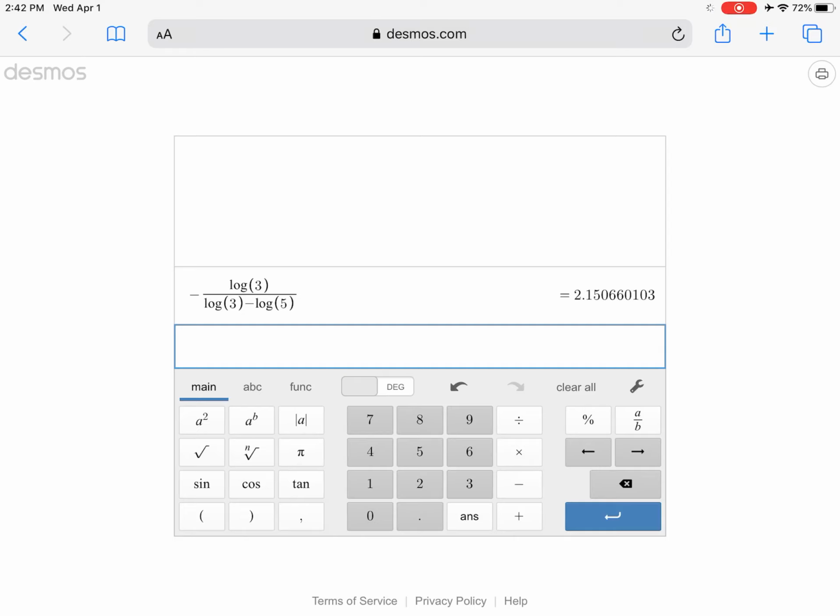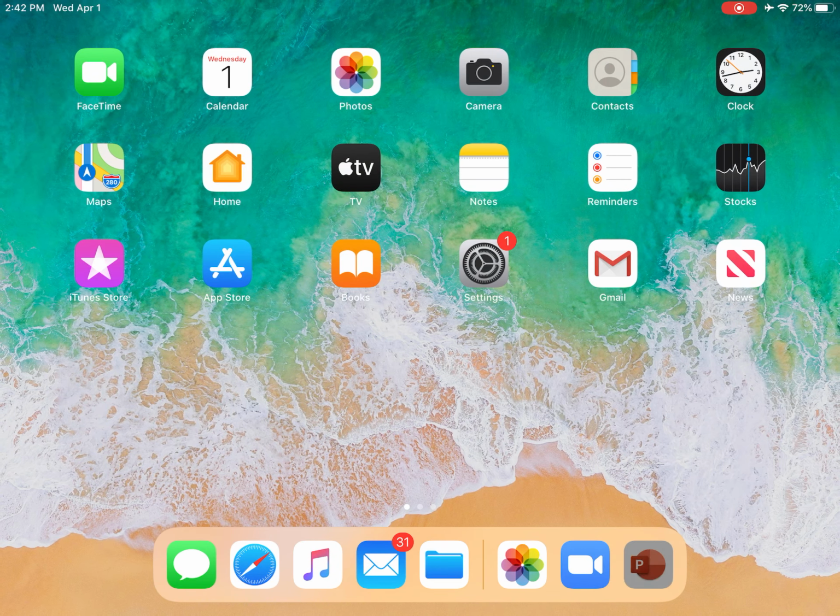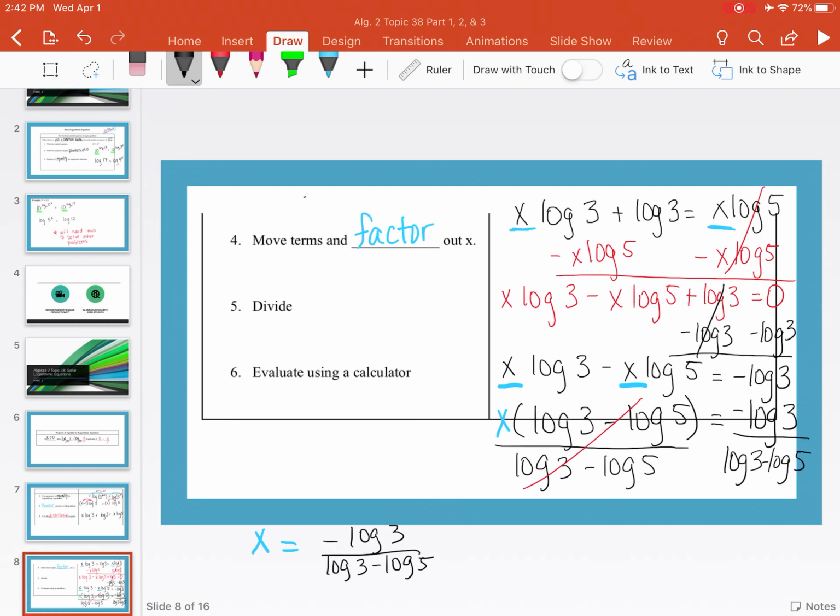And we end up getting 2.150660103. So rounding to the nearest thousandths place, we would get 2.151. So that would be approximately 2.151 for x.